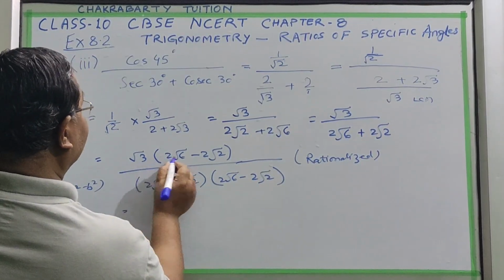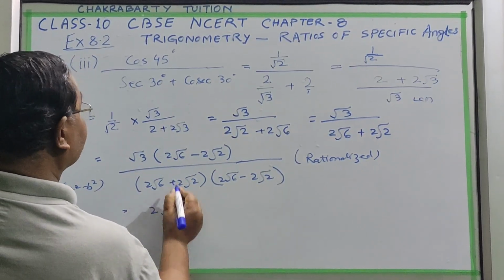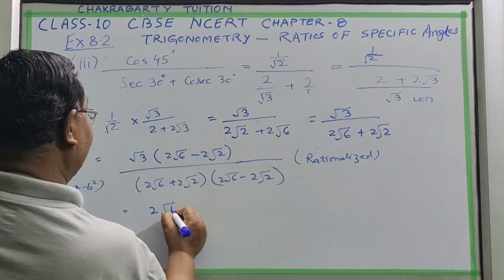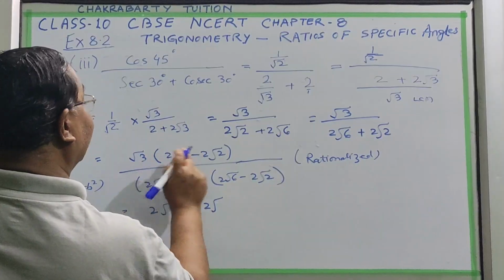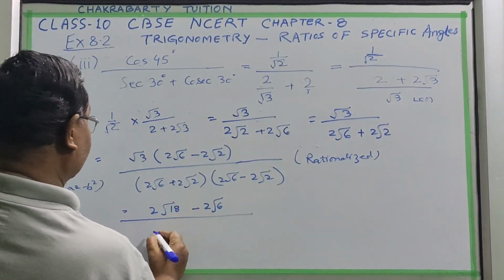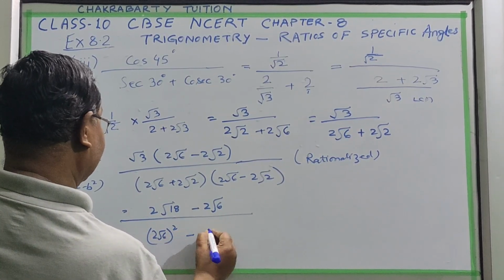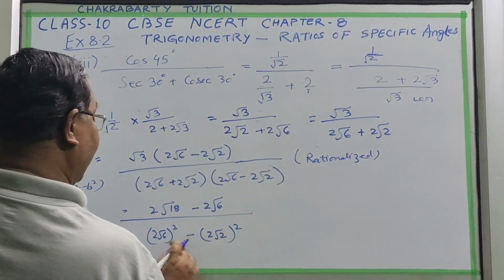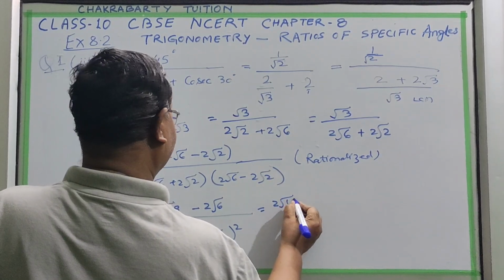This will become multiply. So 2 will remain, 2 is a whole number, it cannot multiply. So here it will become 3 and 6. 3 6s are 18 minus 2 and under root 3 and 2 it will become 6. And here what will happen? A square minus B square means 2 under root 6 whole square minus 2 under root 2 whole square. So what will happen? 2 under root 18.